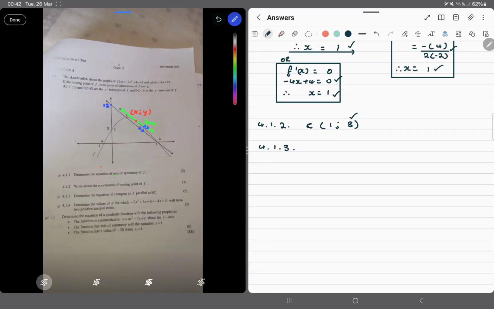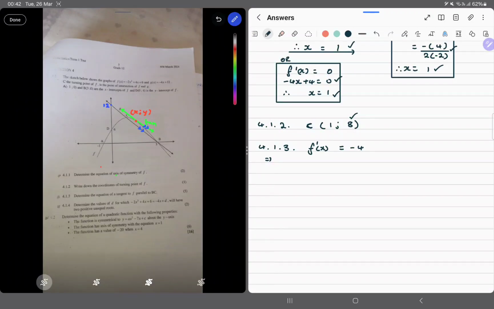So we're going to have to apply calculus here and say the first derivative f'(x) is going to be equal to the gradient of the straight line, which is going to be minus 4. Why do I know it's minus 4? Because I am told that this line is parallel to g, and the gradient of g is minus 4.